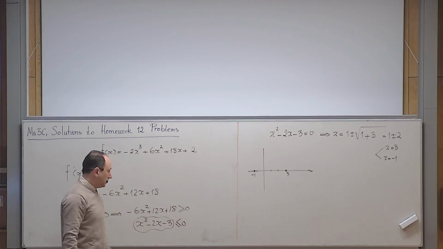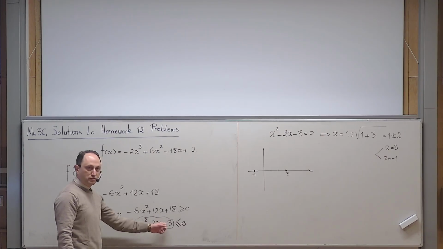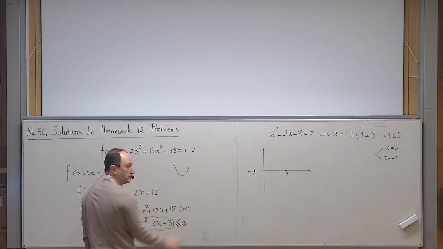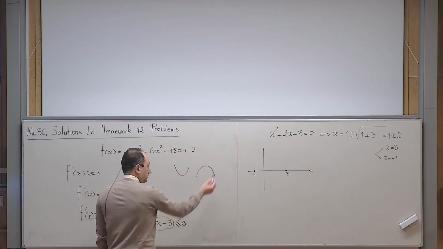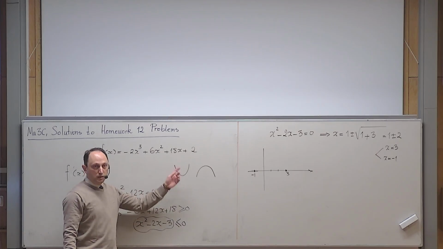This is one thing. Another thing, I don't know how much you remember from Ma3c, you know the graph of a quadratic equation is a parabola. And we have two types of parabolas, opening up or opening down. Yes, it is Ma3c lesson. Do you remember when it opens up and when it opens down?